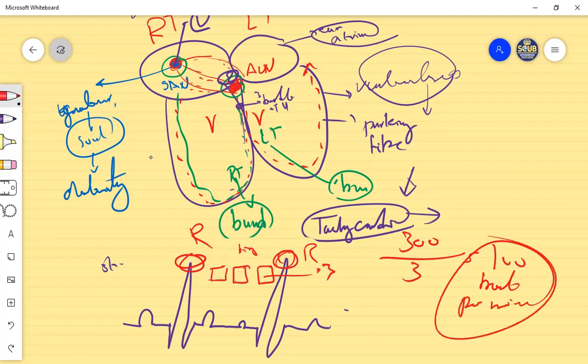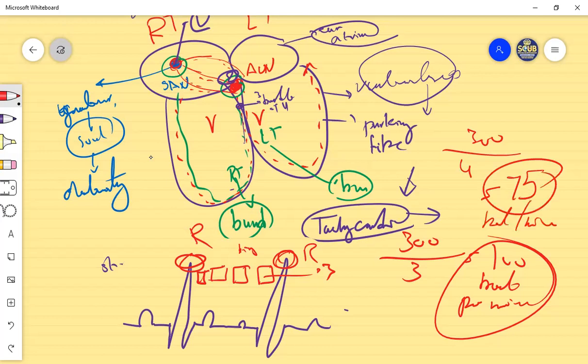You understand? You will use the number 300. For example, if there are 4 boxes, then 300 over 4, so the heart rate will be 75 beats per minute. So this is how you're going to use the strip for calculation of tachycardia. You see, everything is easy. There is no need to panic.